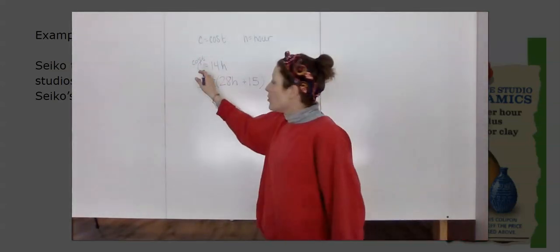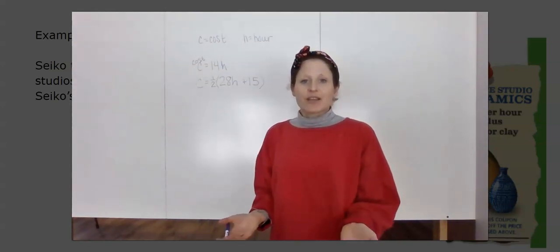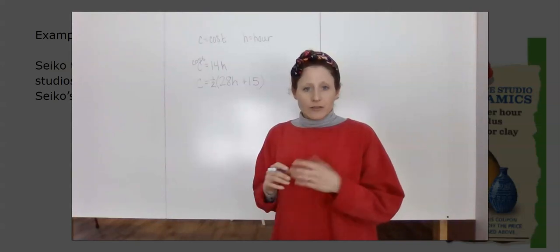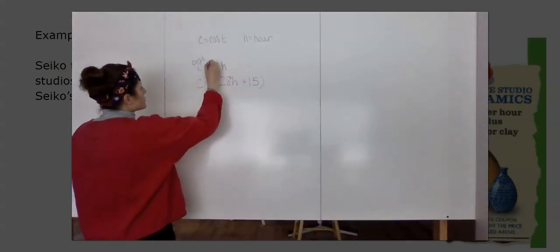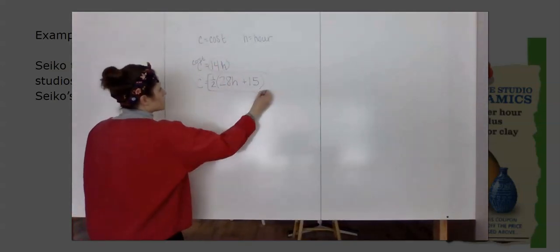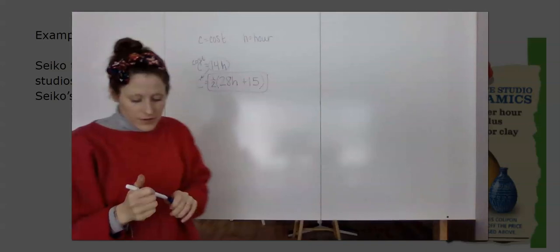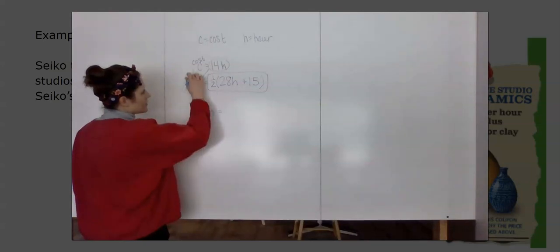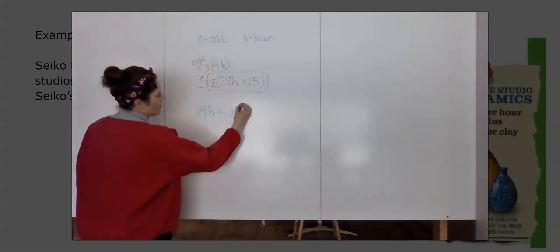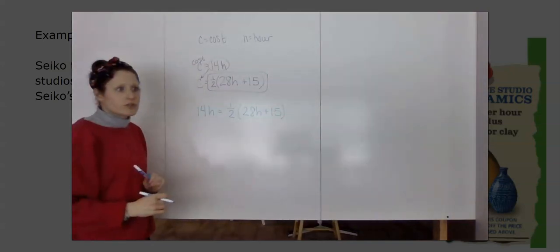All right, so here's the thing. Both equations are already solved for C. So that step is done. They did something for us. And they're asking us after how many hours will the cost be the same? So I need to set this cost equal to this cost, right? I'm taking this 14H and plugging it in for that C. All right, so let's go ahead and give this a try. So I'm going to get 14H, the cost at the one studio, is equal to 1/2 (28H plus 15), which represents the cost at the other studio.